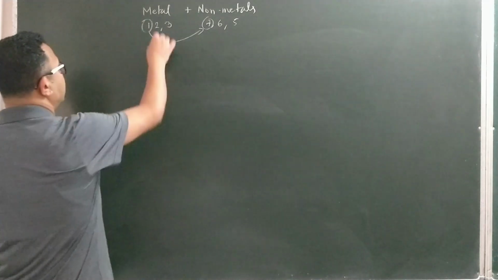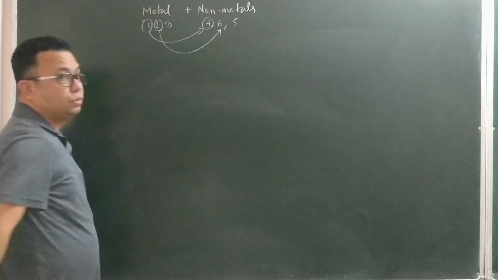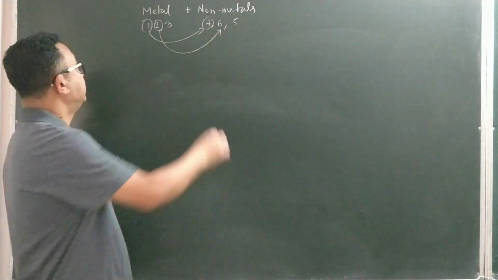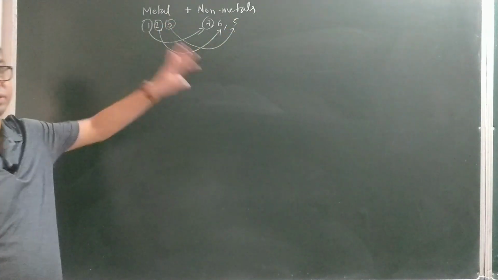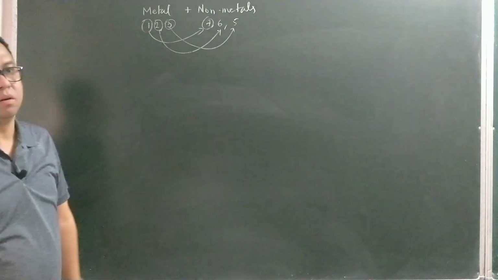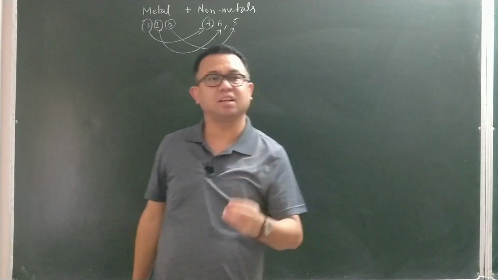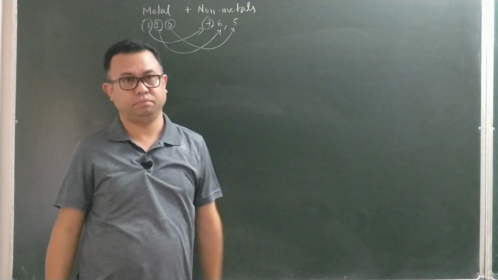Both of them become stable. In the same way, the one which has 2 transfers to the one which has 6. So this becomes an octet, and that becomes an octet. In the same way, the one which has 3 gets transferred to the one which has 5. As this is getting transferred, this also becomes an octet, and that also becomes an octet. So the basis of formation of the electrovalent bond is a transfer of electrons, and transfer of electrons always takes place from metal to non-metal.